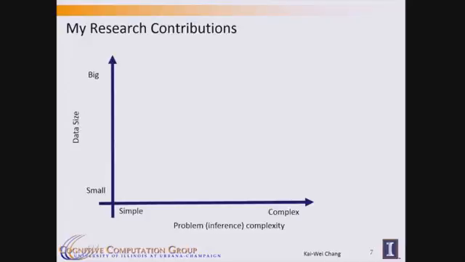So my current research contribution can be put into the span defined by these two directions. One direction is the size of the data, and a measurement of this is the amount of memory you need to load the data. Another direction is the complexity of the problem, and the measurement of this is the amount of time you need to do the inference.